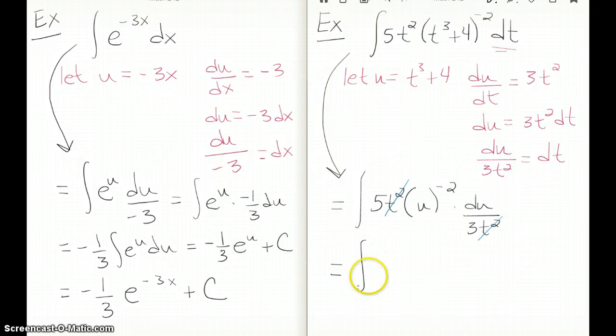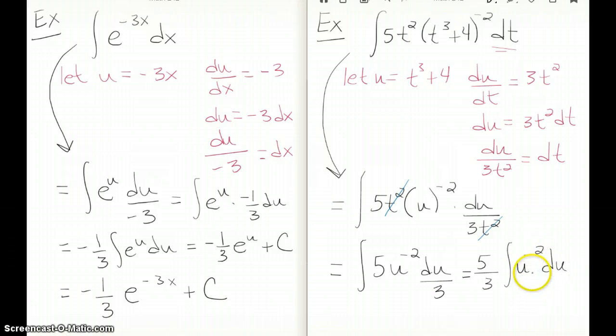So this is the integral of what? We've got 5u to the negative 2 du over 3. Well, there's a bunch of constants here. The 5 is a constant, the 3 is in the denominator as a constant, but that means we could pull a 5/3 out, 5 in the top, 3 in the bottom, comes out as 5/3 times the integral of u to the negative 2 du. Okay, and now we can do the antiderivative of this thing.